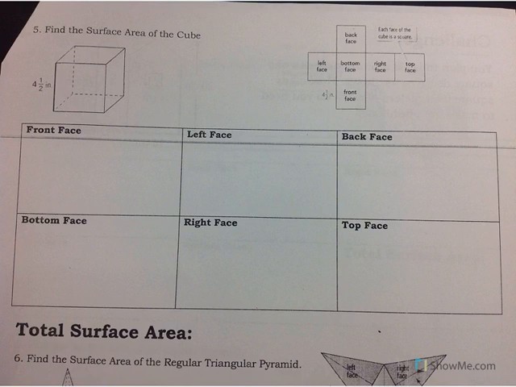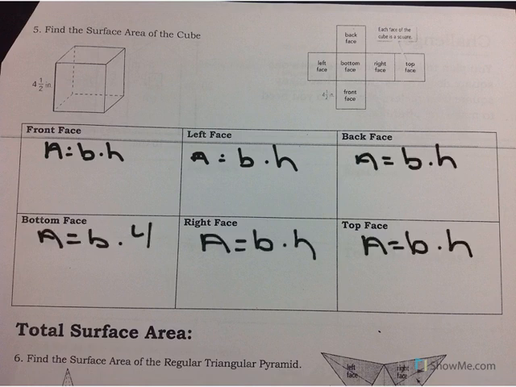Okay, number 5, you notice is a cube. So my formula for that is A equals base times height. Every single one of these is going to be the same formula, A equals base times height, because on a cube, every single face is the same. Now, by looking at this, it tells me that one side is 4.5. Well, that right there tells me, since it's a cube, the other side is 4.5.